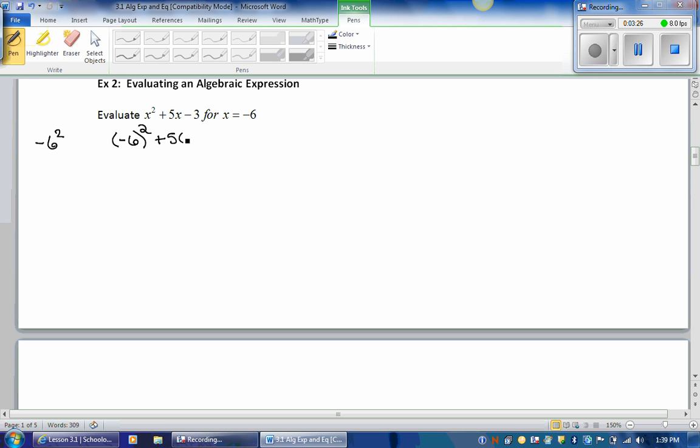Plus 5 times negative 6. Notice I'm using parentheses here. Minus 3. Okay, so we're going to start with what's inside parentheses. So if we look here, there's nothing we can do inside the parentheses. So we're going to move on to our next order of operations, and that's exponents. So negative 6 squared means I have to multiply negative 6 by itself. Negative 6 times negative 6 is a positive 36. And I'm going to bring everything else with it.